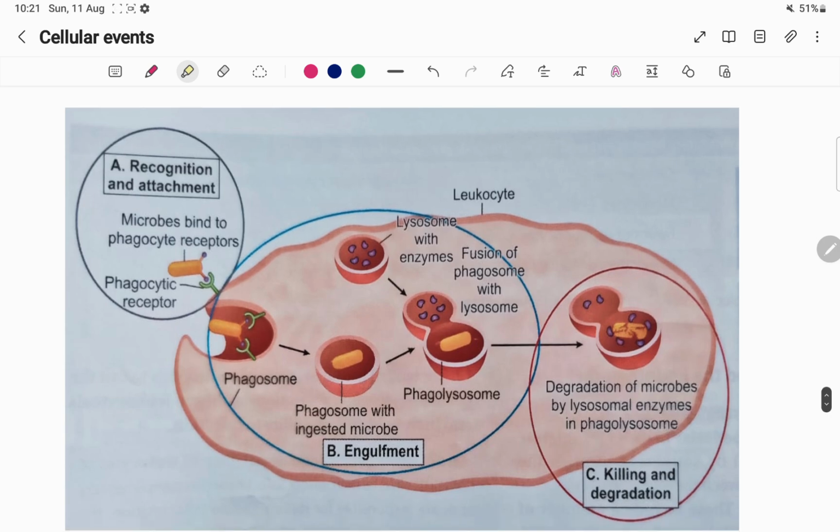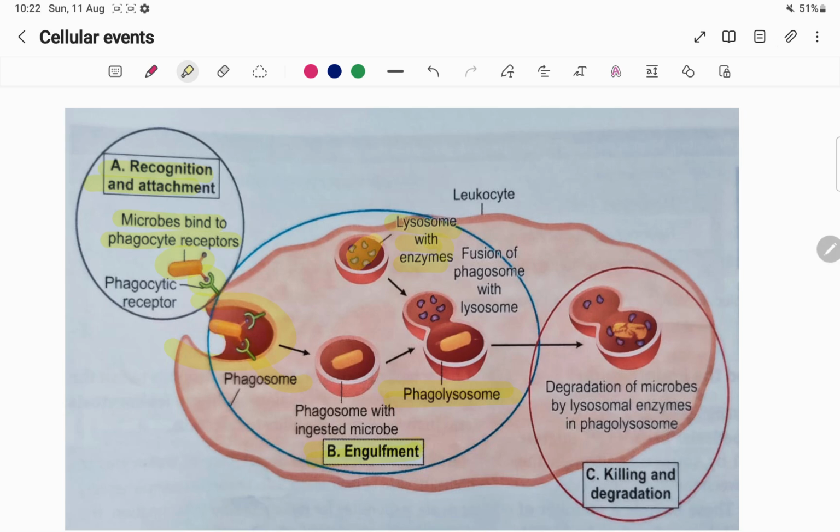So far we have known the first step, recognition and attachment, where microbes come and bind to our phagocytic receptors, and then pseudopod formation occurs. Then the phagosome is created, and this phagosome fuses with the lysosome and forms the phagolysosome. That is what is to be said about engulfment.